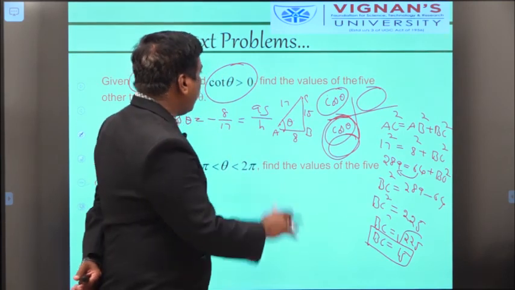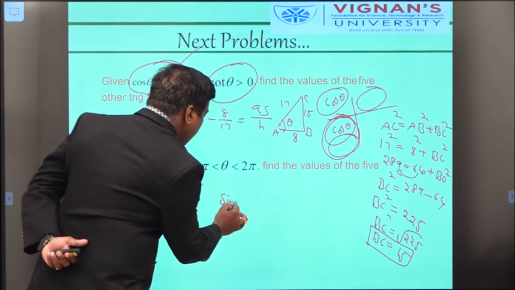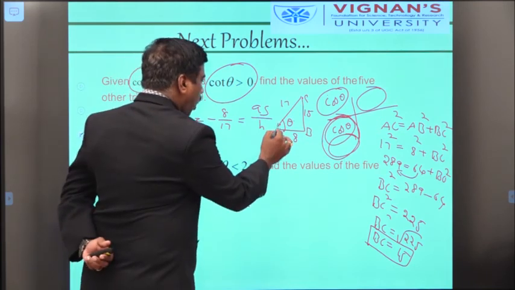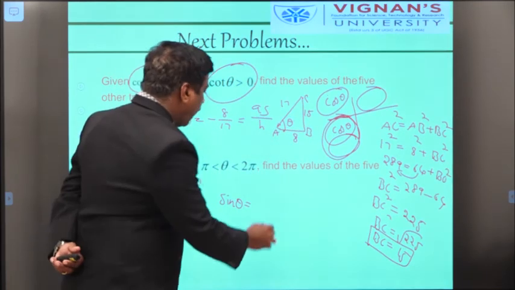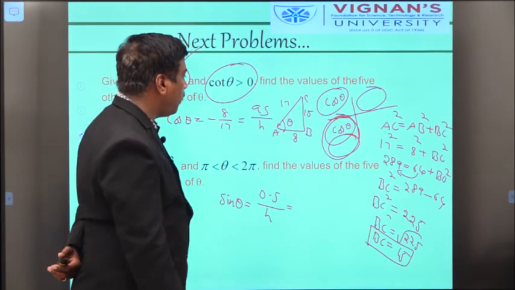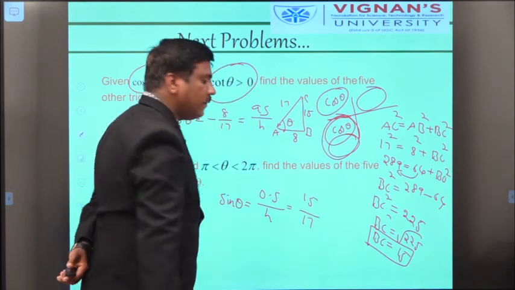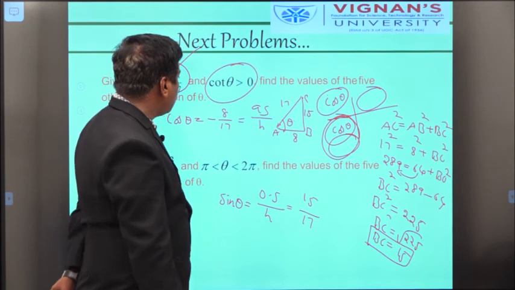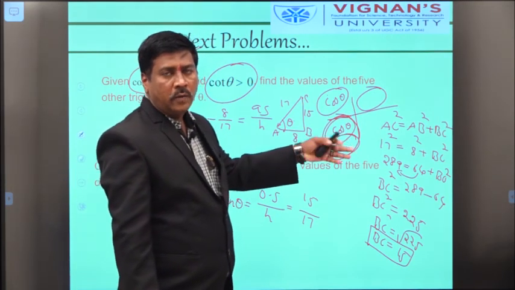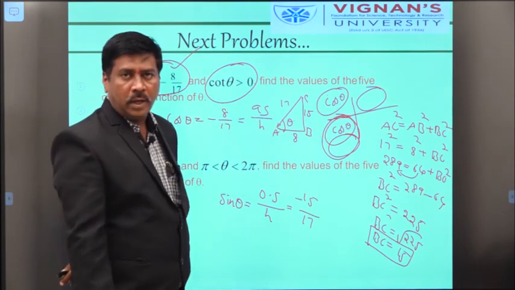Now we have to find all the trigonometric ratios. Please all of you say this: sin theta is equal to, what is the formula here? For this theta, opposite side by hypotenuse. The opposite side value is 15 by the hypotenuse value 17. But here the theta value lies in the third quadrant. In the third quadrant, only tan and cot are positive. Whatever the other trigonometric ratios are, they will be negative. That means this value is negative.